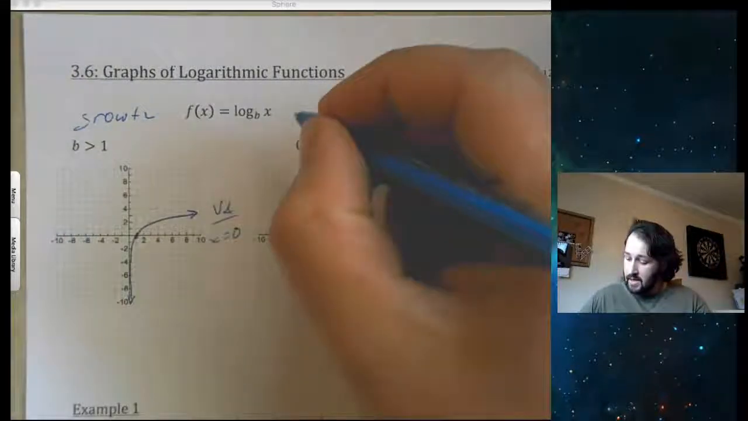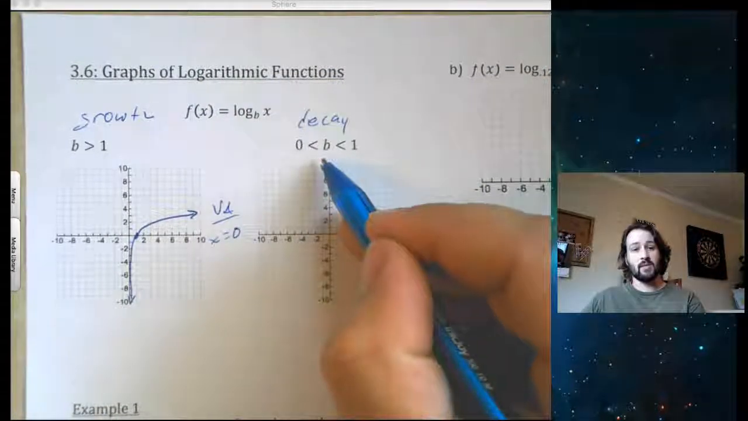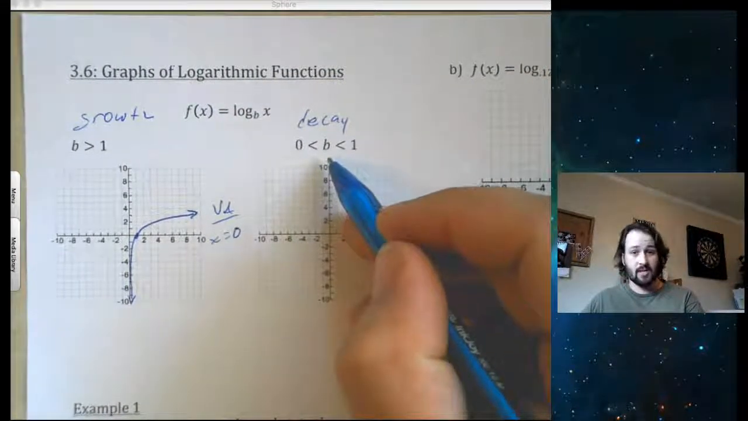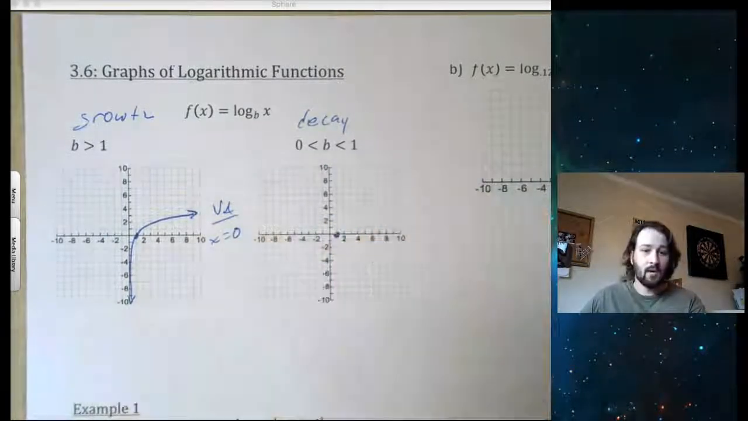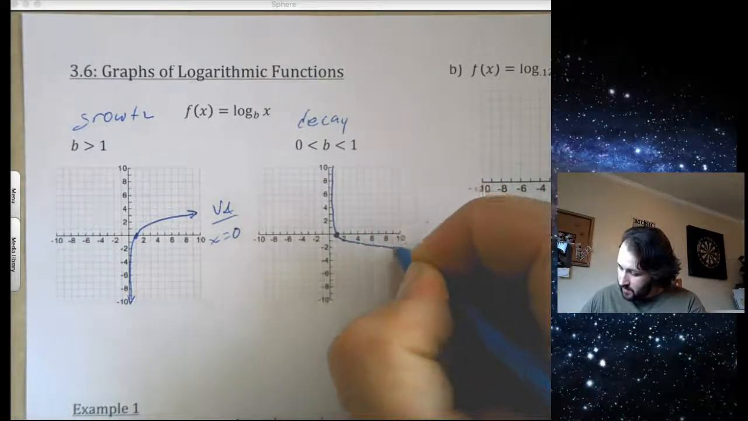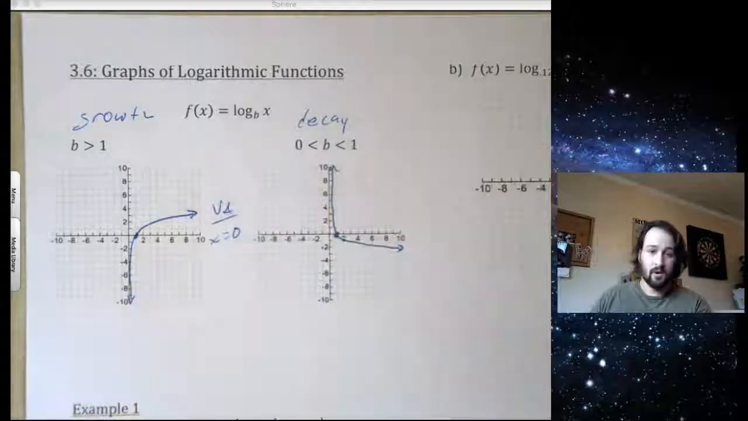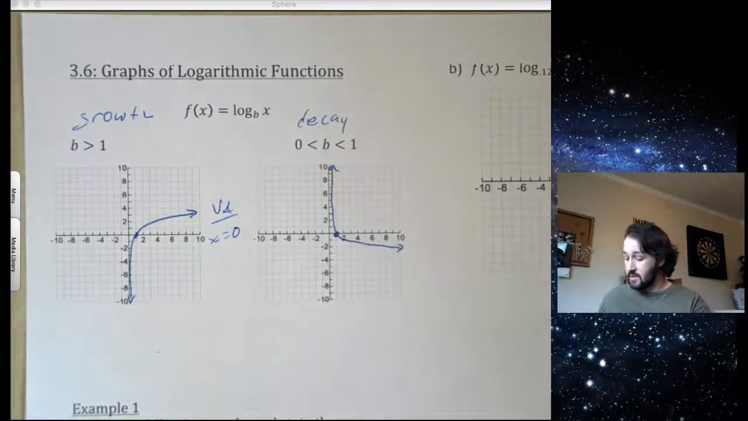With our decay model, that's when the base is between 0 and 1, so it's a fraction. It's taking a part of something as it goes. Still, they have an x-intercept at 1, and it's going to decay, so continue to go down as it goes on forever and ever. That's pretty much all you guys need to know. It also has a vertical asymptote at x equals 0.